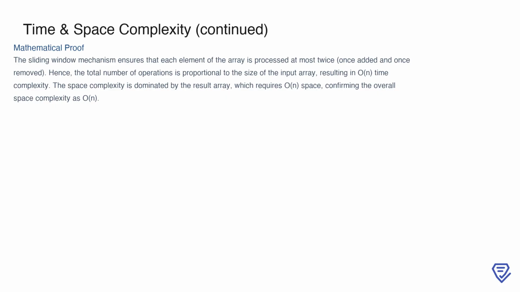This means the total number of operations is directly proportional to the size of the input array, resulting in an O(n) time complexity. For space complexity, the dominant factor is the result array, which requires O(n) space since its size matches the input array. The window_sum variable and other constants require O(1) space, and no additional data structures are used. This confirms that the overall space complexity is O(n).